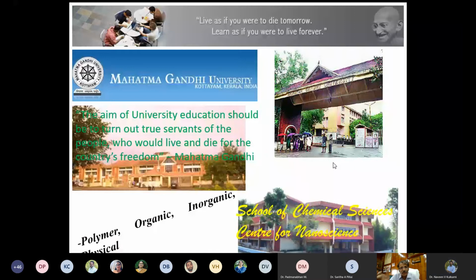Those who have not visited our campus, most welcome. Our campus is quite a beautiful campus. The size is 100 acres of land, and we have around 1,000 students on the campus. I'm attached to chemistry and the Nano Center. Next slide, please.